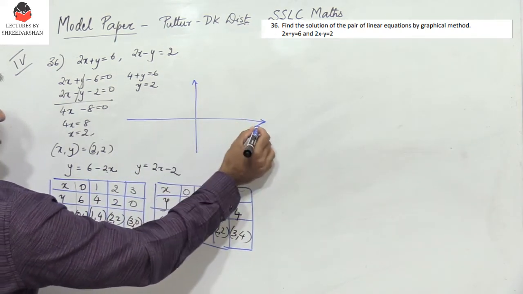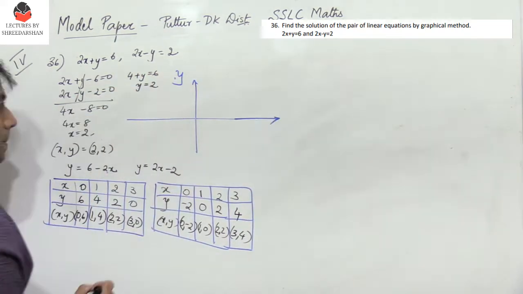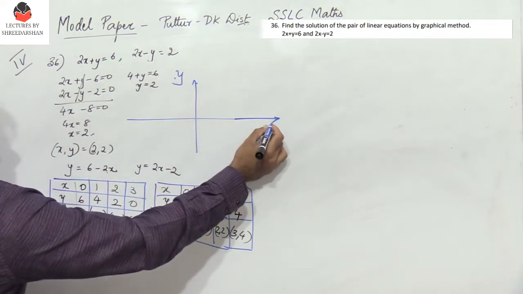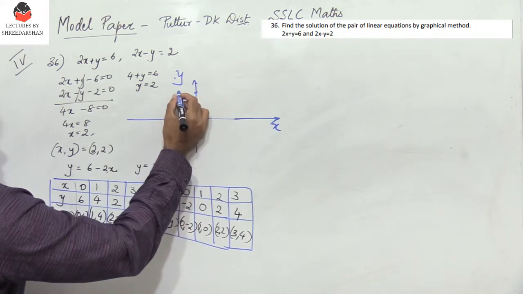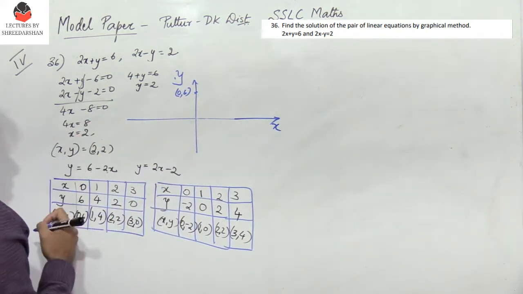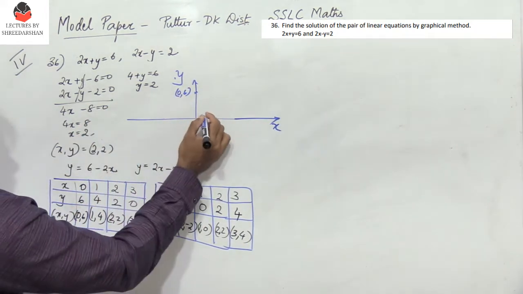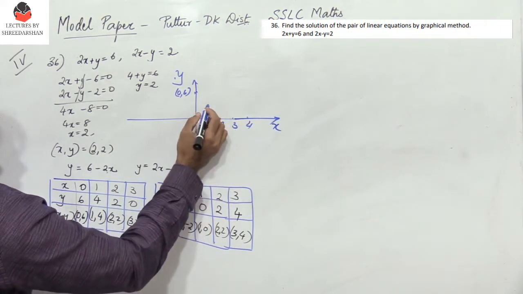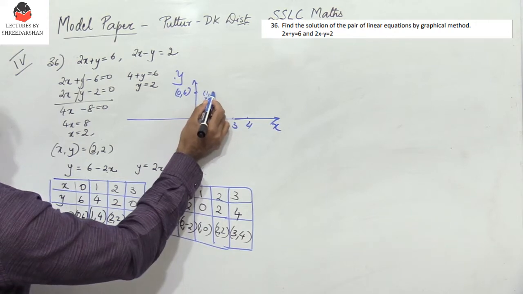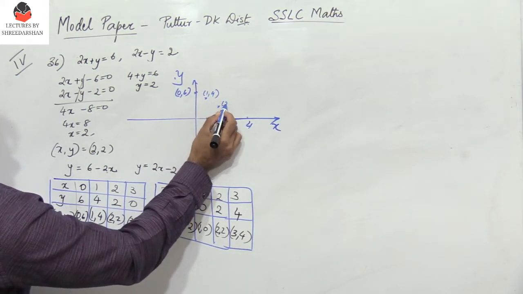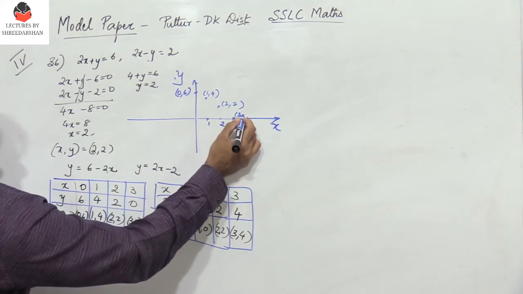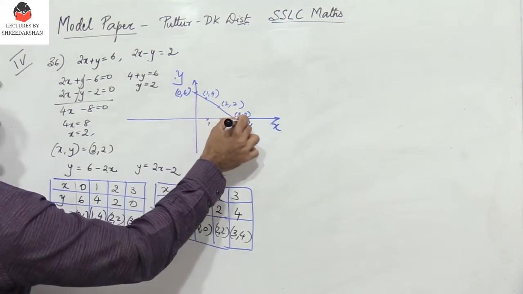So you have x and y coordinate. So the first point is 0 comma 6, so I have x is 0, y is 6, so this is the point here, 0 comma 6. Next I have 1 comma 4, so this is 1, 2, 3, 4. So 1 comma 4 is somewhere here. Next 2 comma 2, let it be somewhere here. And next 3 comma 0, this is 3 comma 0. So this is one line.